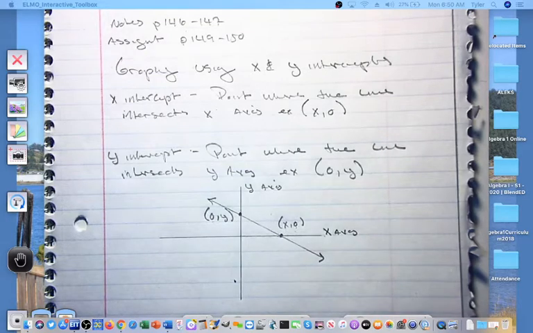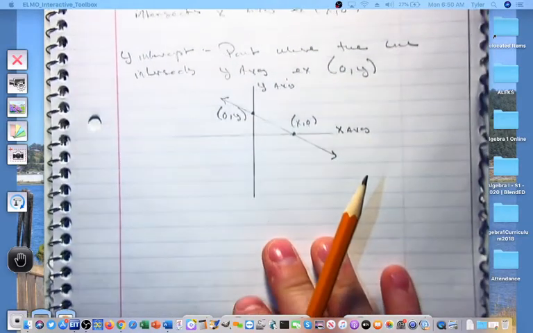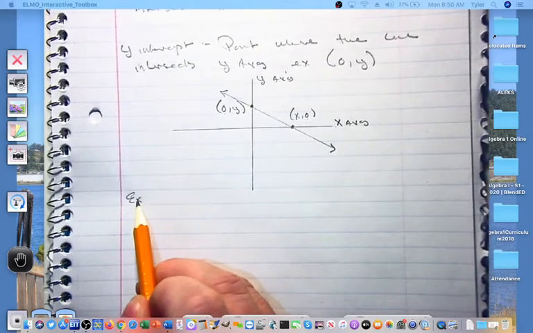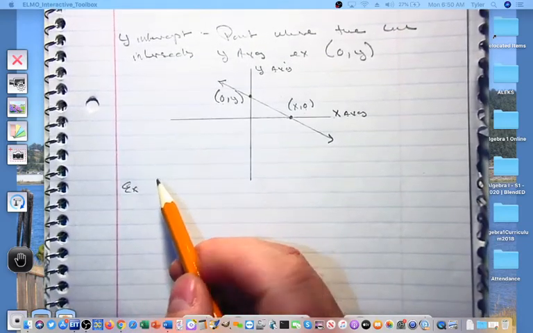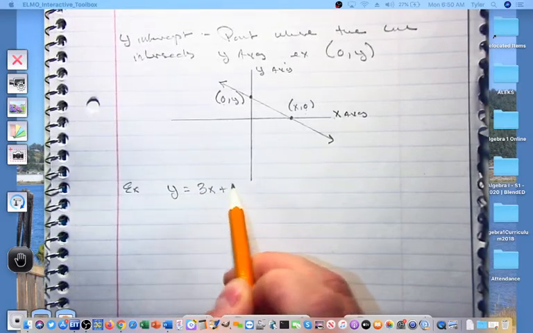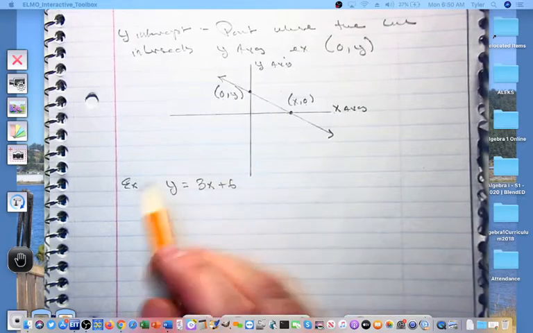So let's take a look at two quick examples that represent the basic problems that you can use this method on. The first one is just a basic example from the book. They've given us a line already in slope-intercept form, so y is equal to 3x plus 6. Now we are going to discover 2 points, the x and the y intercepts. We're going to do this via substitution.